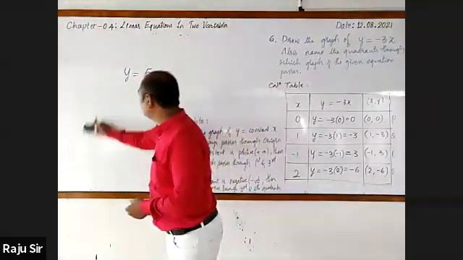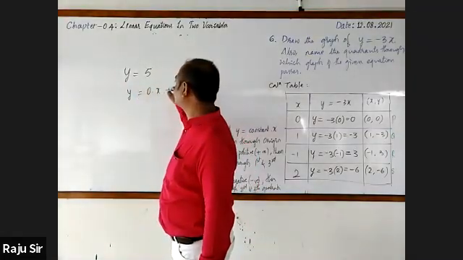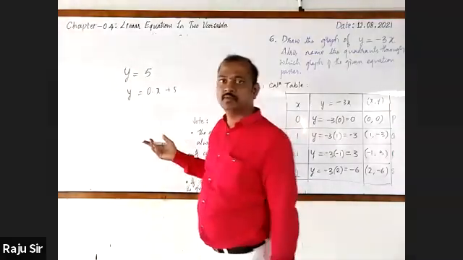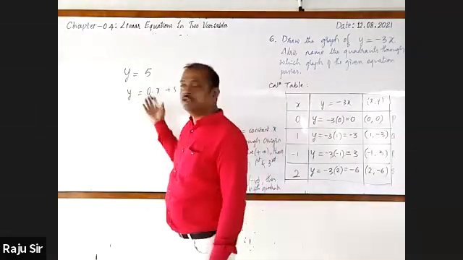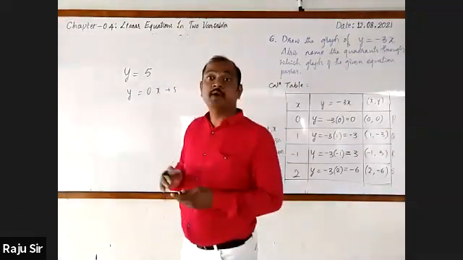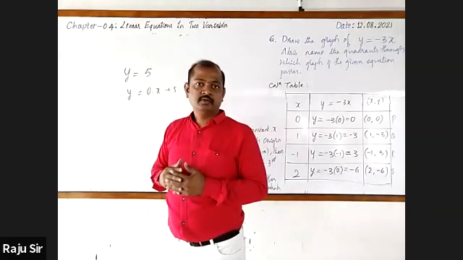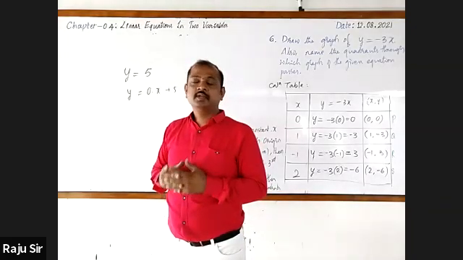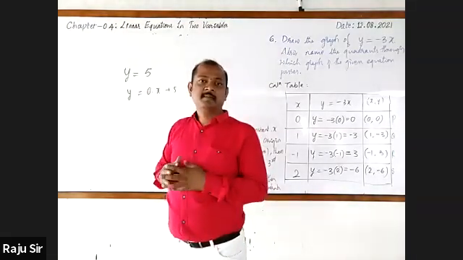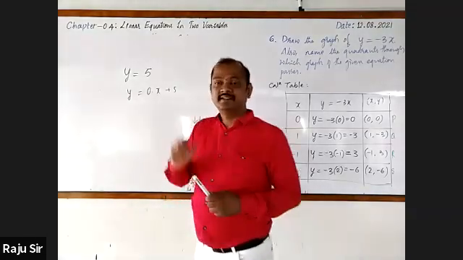Can it also be written as y = 0 into x + 5? Yes, sir. But not in standard form, because 0 into anything is 0 only. Again, you get y = 5 only. Then you can ask me: sir, why do you go for teaching this one? To convert one variable into two variables.